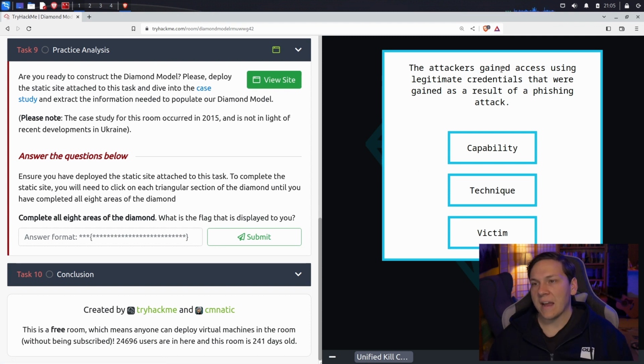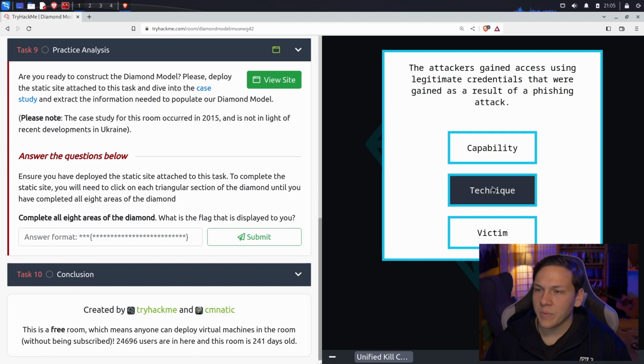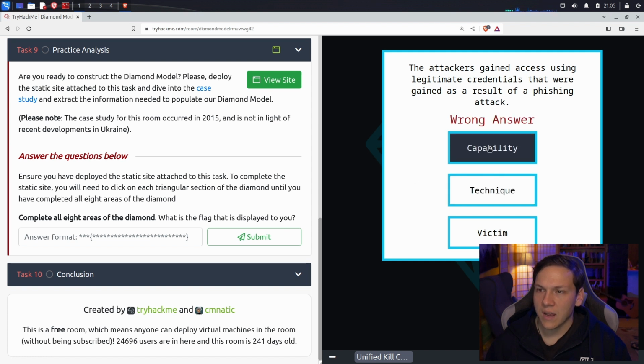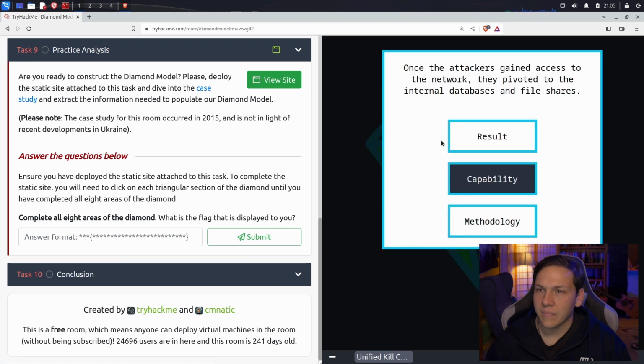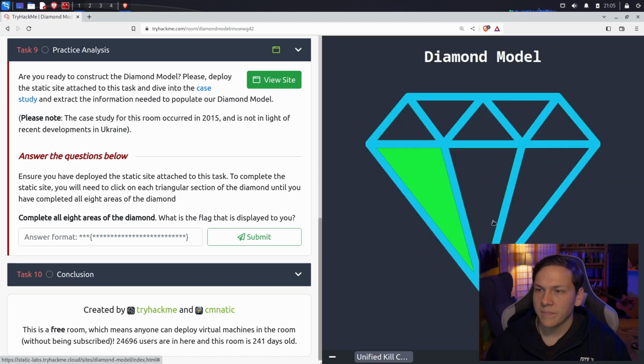The attackers gain access using legitimate credentials that were gained as a result of a phishing attack. That would be a technique. No, capability. Once the attackers gained access to the network, they pivoted to the internal databases and file shares. That would be methodology.